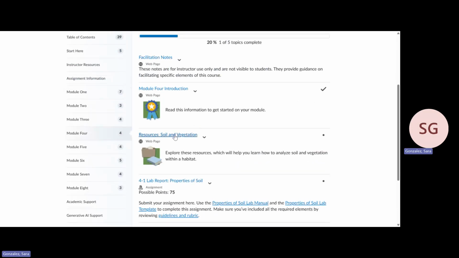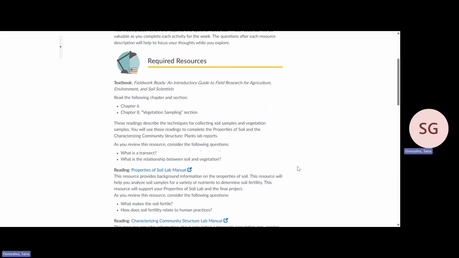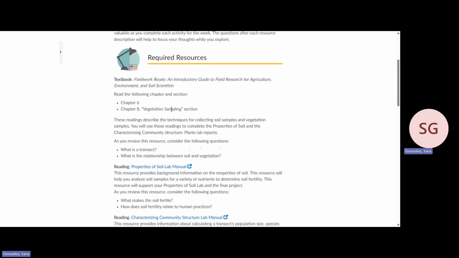Your readings and resources for this week. So please pay attention. If you have your textbook, you're going to be looking at chapters 6 and 8. Chapter 8, look at the vegetation sampling section. These describe some techniques for collecting soil samples.